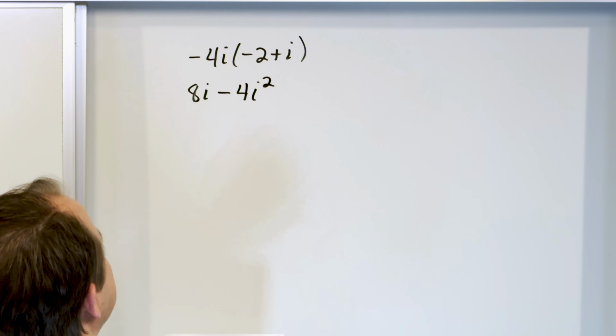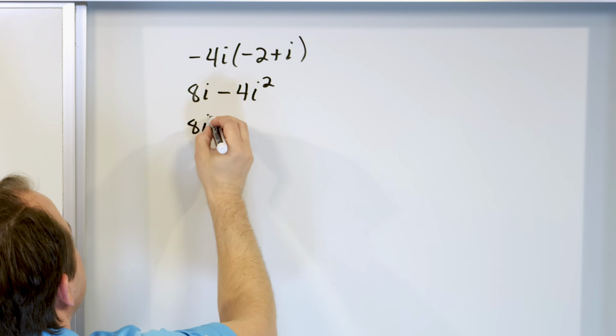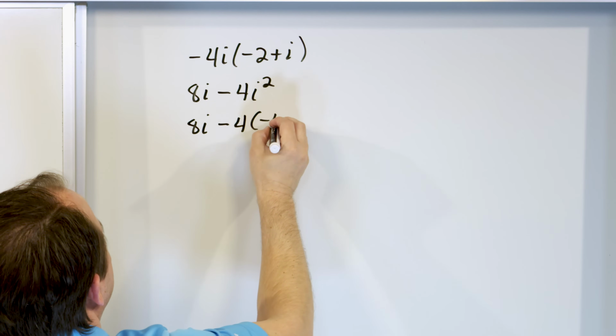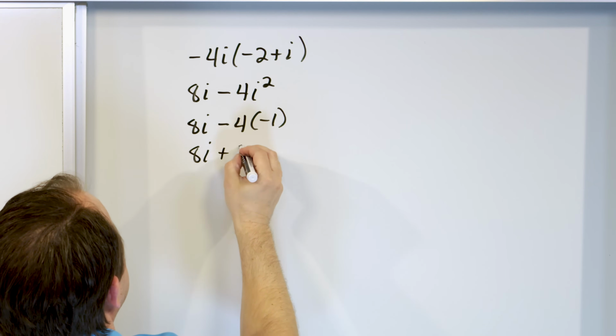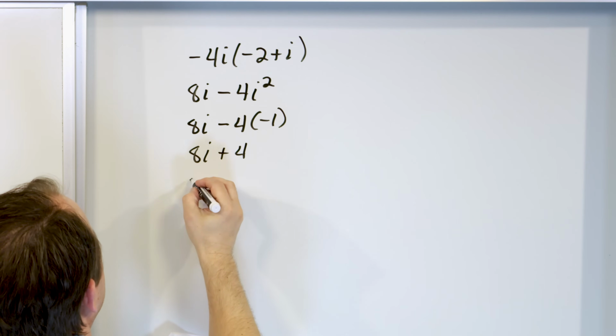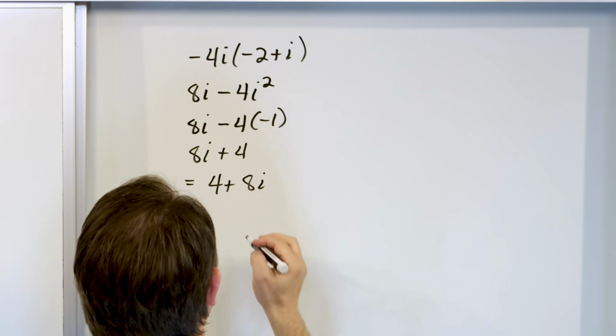Don't try to do too many things at once. Write the i times i as i squared. But in the very next step, you know that it's going to be negative 1. You have to replace this with negative 1. So you have negative negative 4, so positive 4, but we always like to flip it around so the real part is first. 4 plus 8i. Answer is 4 plus 8i.